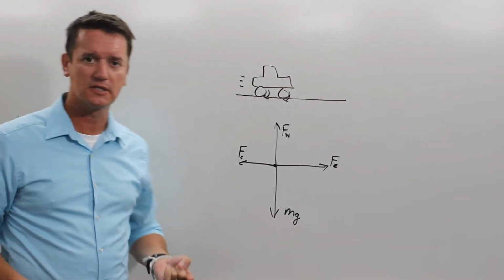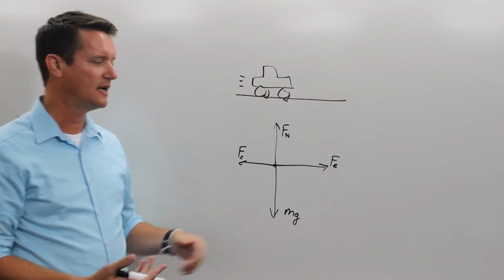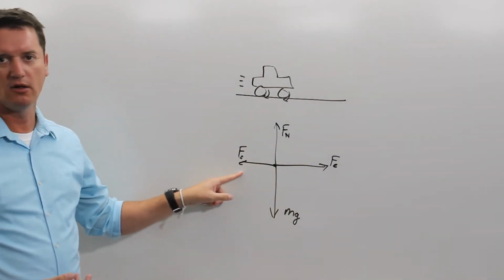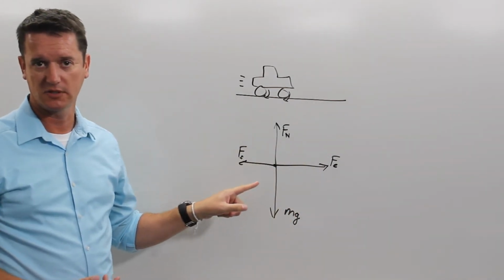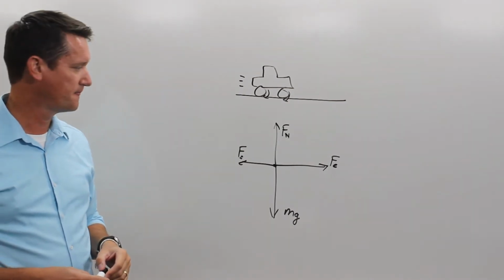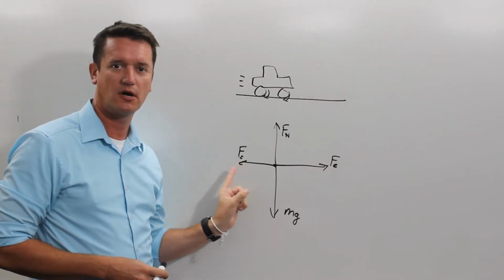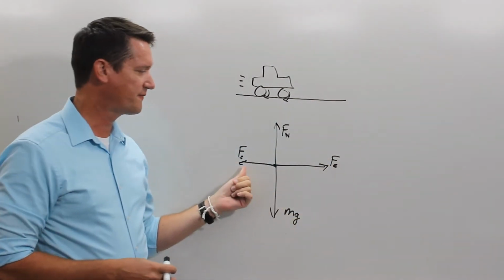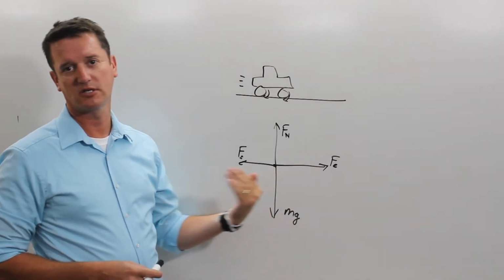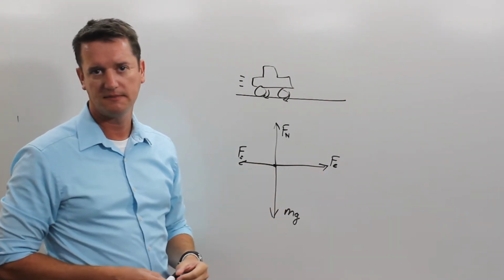And really the only forces that will determine whether the car is going to speed up, slow down, or go at a constant rate are the engine, and then all of these slowing down forces, these forces of friction and air resistance and things in the engine. If the engine is bigger than friction, the car is going to speed up. If friction is bigger than the engine, the car is going to slow down. If they're the same, it's going to move at a constant rate.